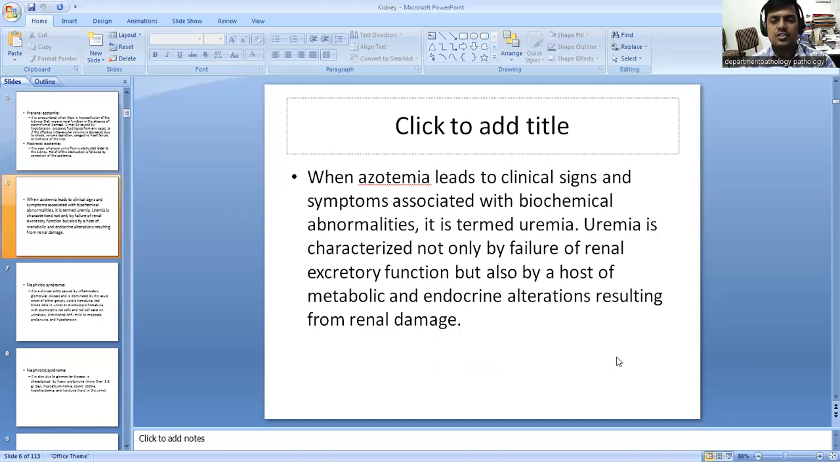When azotemia leads to clinical signs and symptoms associated with biochemical abnormalities, it is termed uremia. Uremia is characterized not only by failure of renal excretory function, but also by a host of metabolic as well as endocrine alterations. These result from renal damage.